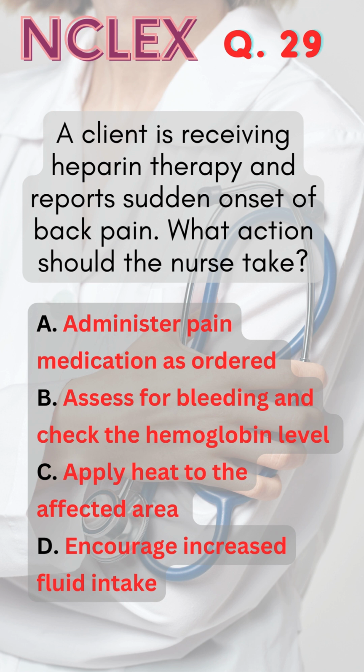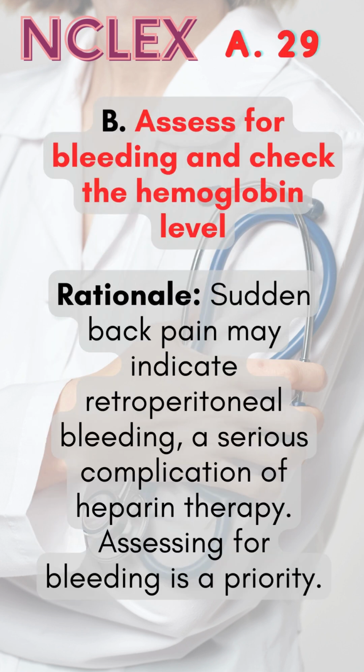A client is receiving heparin therapy and reports sudden onset of back pain. What action should the nurse take? A. Administer pain medication as ordered. B. Assess for bleeding and check the hemoglobin level. C. Apply heat to the affected area. D. Encourage increased fluid intake. B. Assess for bleeding and check the hemoglobin level. Rationale: sudden back pain may indicate retroperitoneal bleeding, a serious complication of heparin therapy. Assessing for bleeding is a priority.